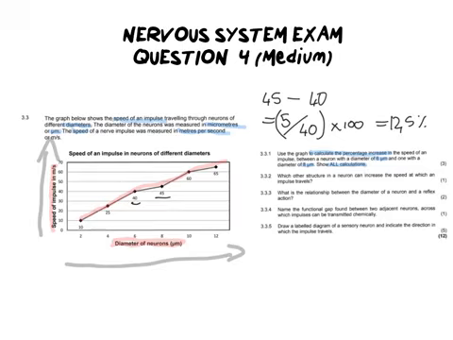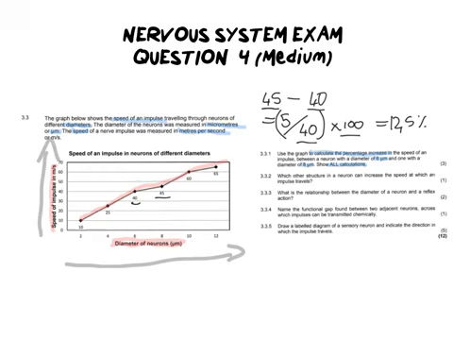In case you didn't catch that the first time, you need to take your final value minus your initial value, get an answer, in this case 5, and then divide it by the initial amount times 100 to get it into a percentage, and that gives you your percentage increase. So let's move into the next question.